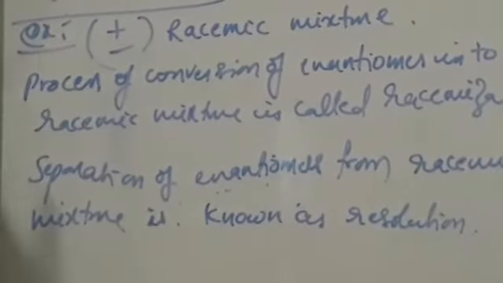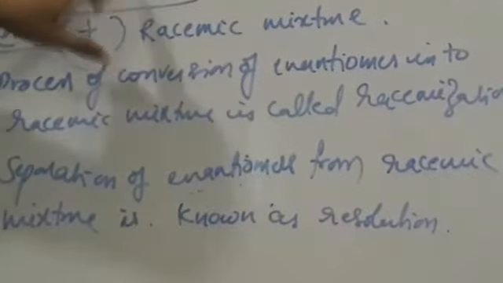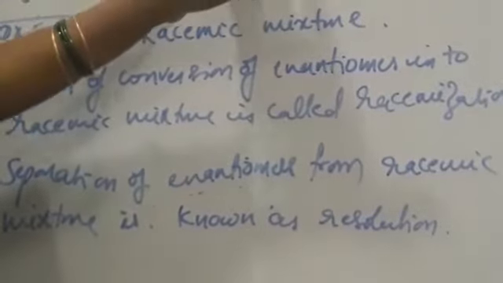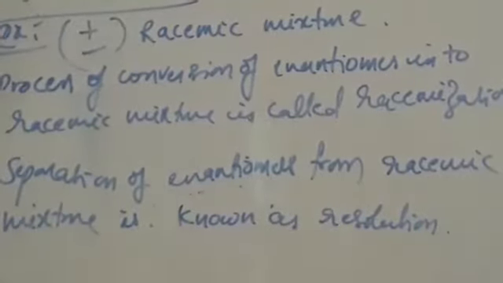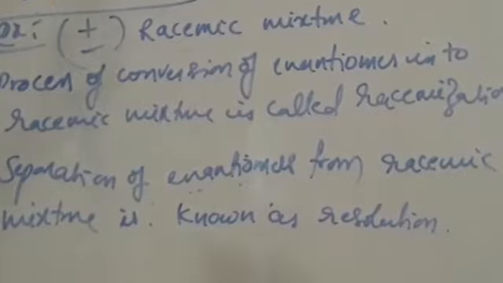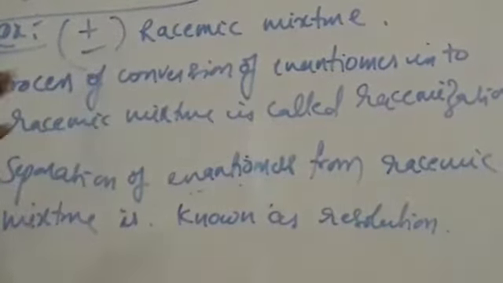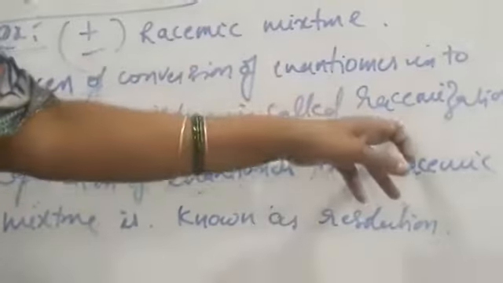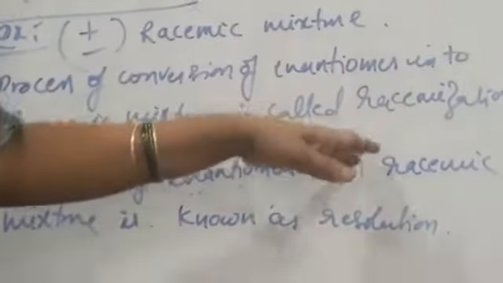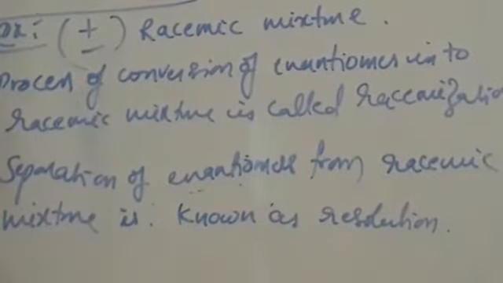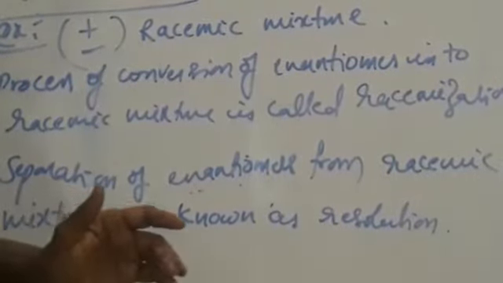Okay? Next. So, conversion of enantiomers into a racemic mixture. The process of conversion of dextro and levo enantiomers into a racemic mixture is called the racemization process. So, conversion of enantiomers into a racemic mixture is racemization.